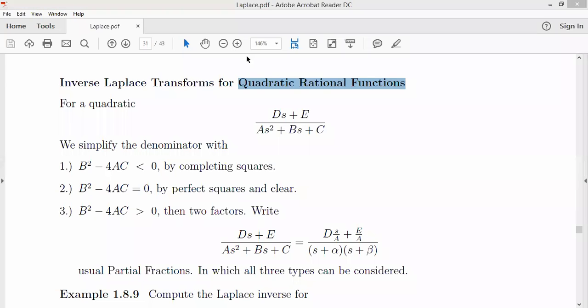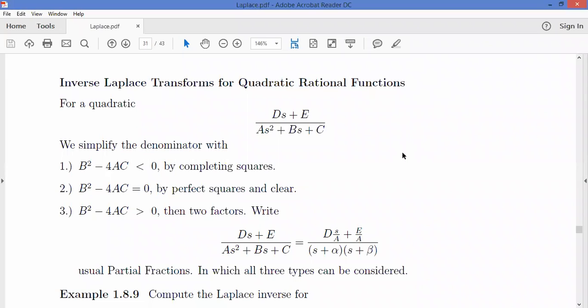Okay, with that said, because I don't want someone asking, what if I use this method? What if I am saying use any method you are comfortable with? At the end, you'll get the same answer. So here we are saying if you have quadratic rational functions, we have a quadratic function such as this, we are saying the denominator could be simplified.